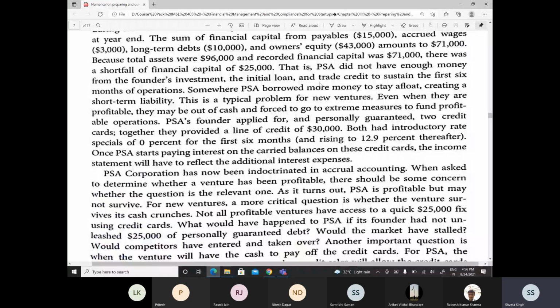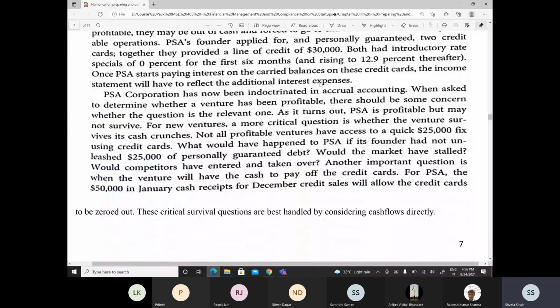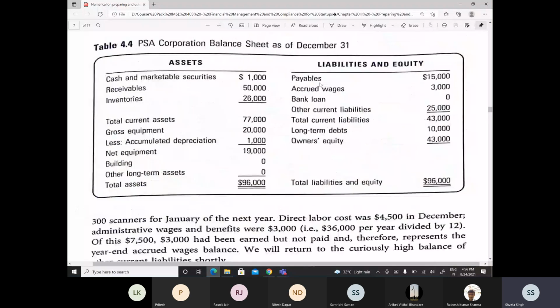So let us look at the balance sheet now. In terms of liabilities and equities, we have current liabilities of 15,000. We have accrued wages of 3,000. We don't have any bank loans. We have other current liabilities, that is 2 credit card debts of the owner, bringing us to a total current liability of 43,000. We have a long-term loan of 10,000 and we have the owner's equity of 43,000, which gives us the total liability and equity of $96,000.